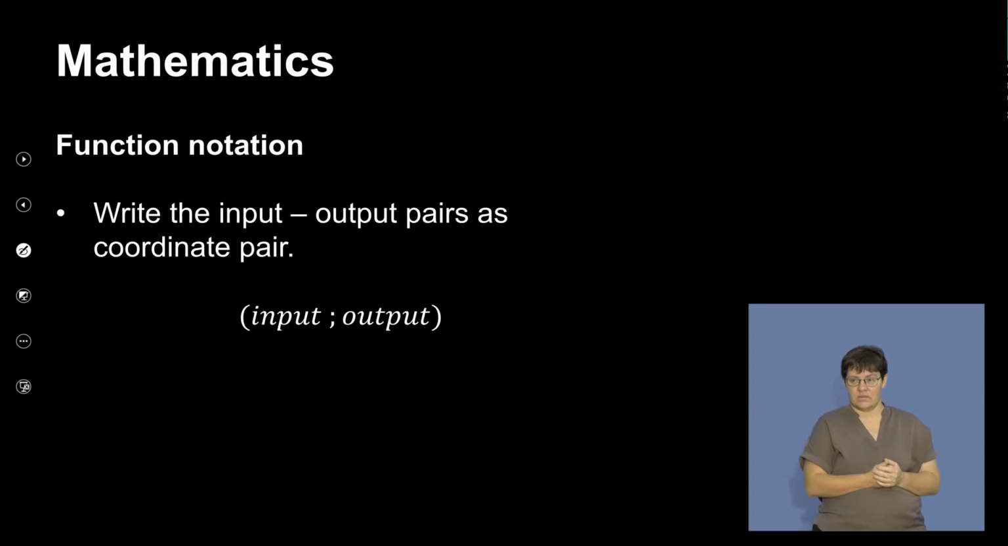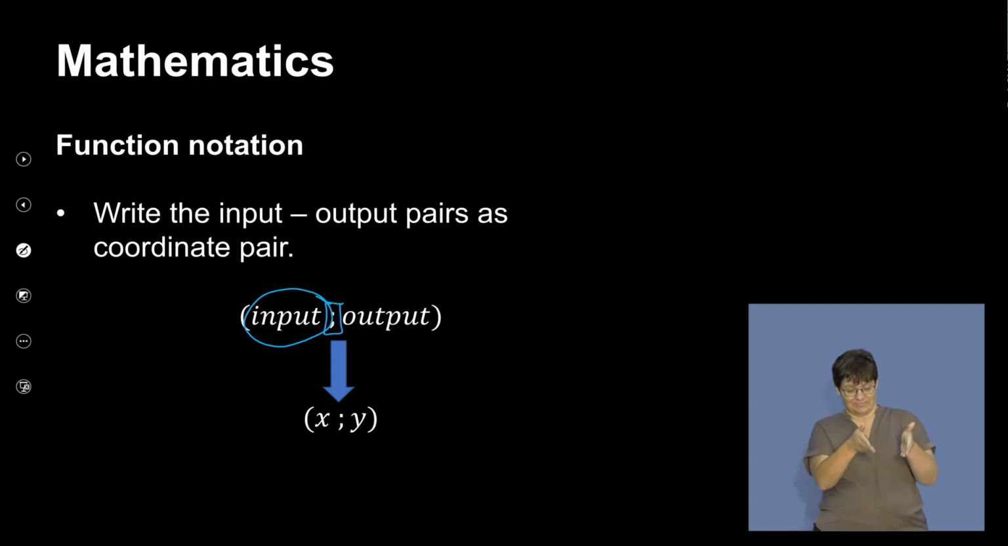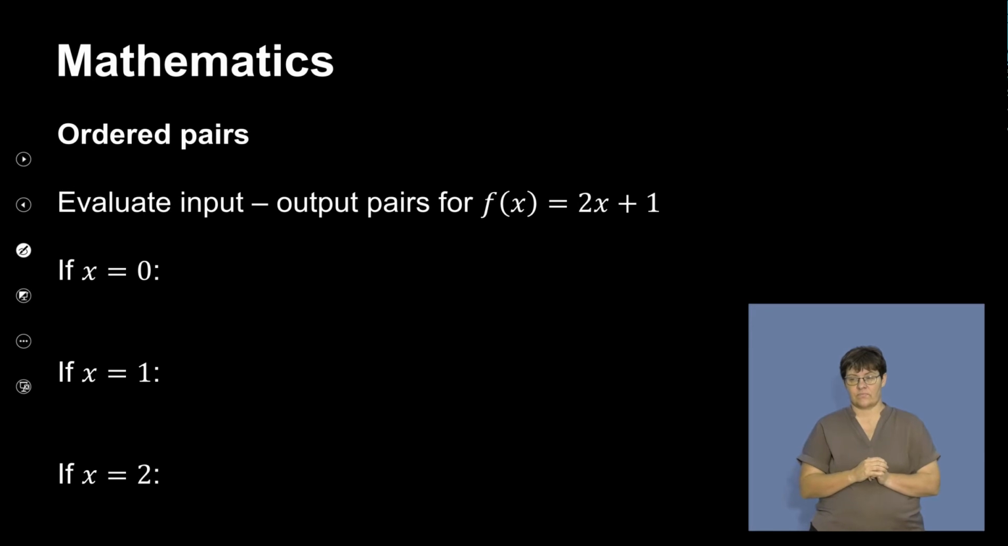Now, when you write down the input-output pairs, you're going to write them as a coordinate pair, where the input value is the first one in the bracket. Remember the semicolon, and then the output value, and then you close your bracket. So, in terms of algebra, this looks like this. It will be x, open the bracket first, rather, x, the semicolon, y, and then close the bracket. And that's how you can write the input-output pairs as a coordinate pair.